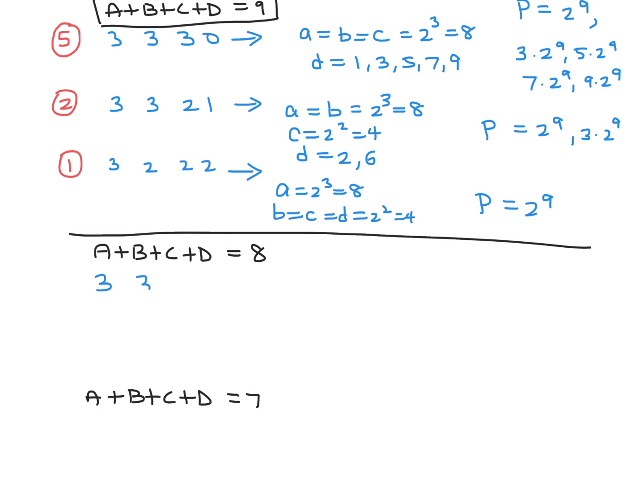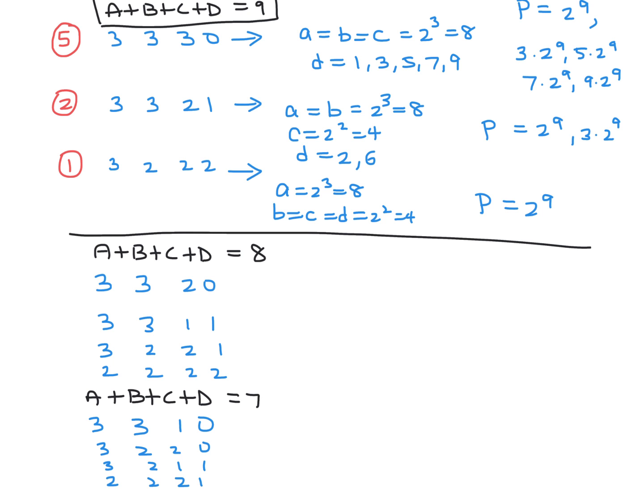I'll do the 3, 3, 2, 0, and then here I'll do a 3, 3, 1, 0. I'll list them. There's 3, 3, 1, 1, 3, 2, 2, 1, and 2, 2, 2, 2. And then for this guy, there's 3, 2, 2, 0, 3, 2, 1, 1, and 2, 2, 2, 1. So for this one and this one, let's see what we get.